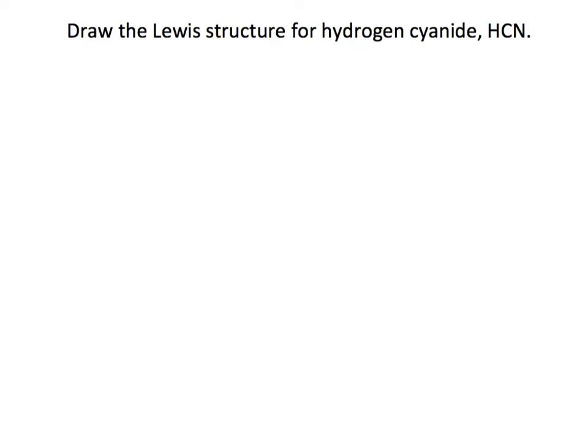Alright, practice problem 8.6 says draw the Lewis structure for hydrogen cyanide, and it actually gives you the structure. Okay, so the first thing we want to do is find out how many valence electrons we have. We have a hydrogen, a carbon, and a nitrogen. Hydrogen has 1 valence electron, carbon is going to have 4, and nitrogen is going to have 5, and so we have a total of 10 electrons we need to place.